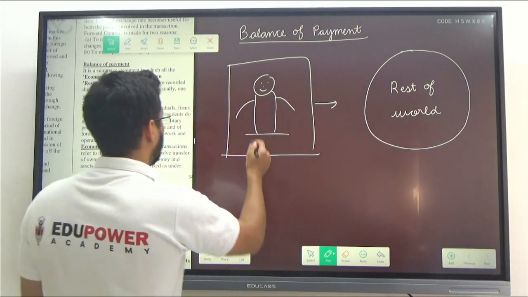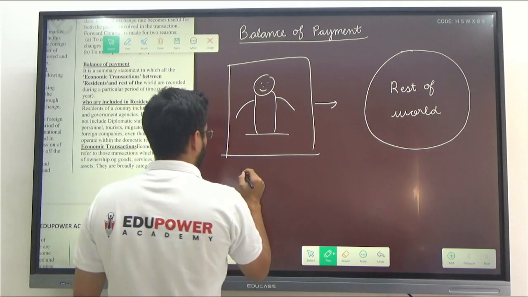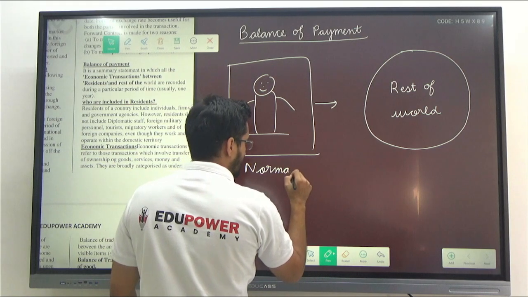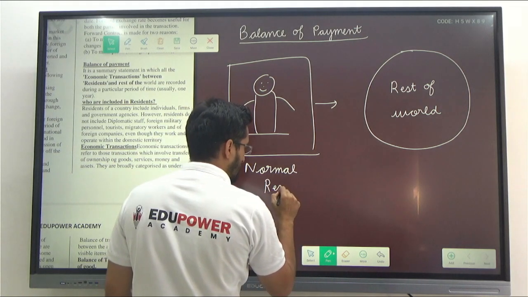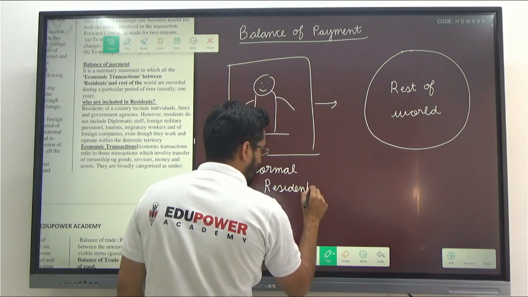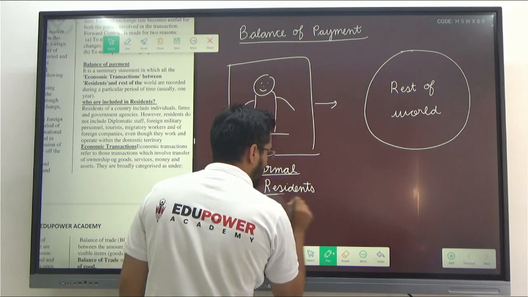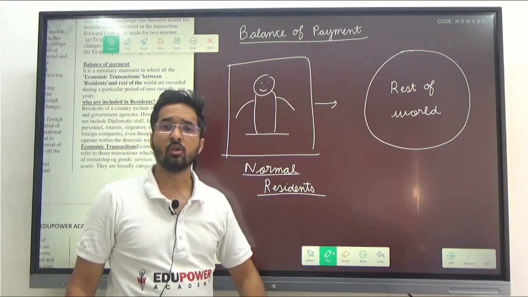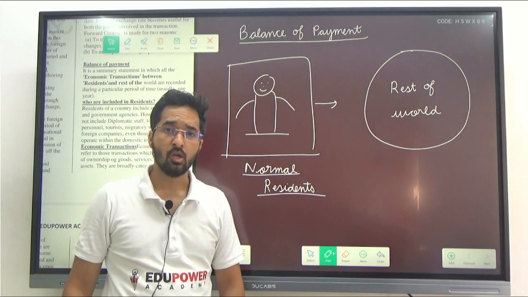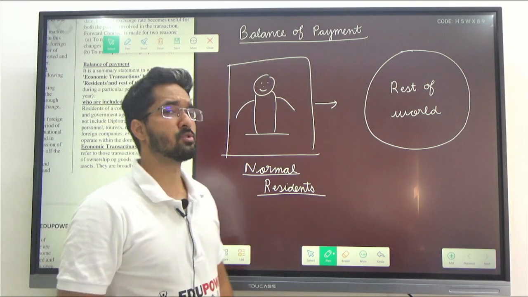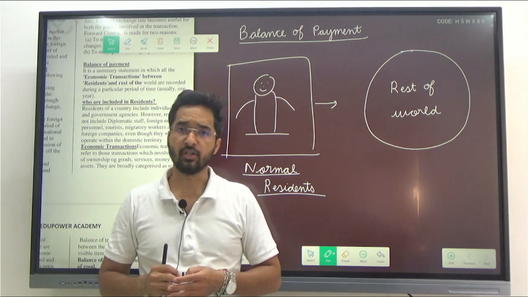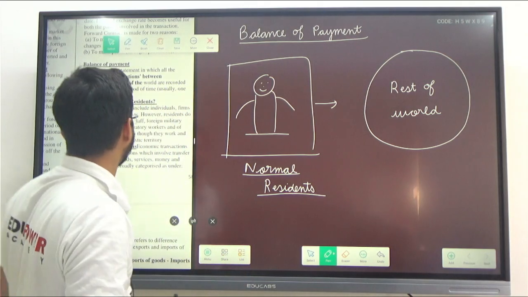And this person which we are talking about is nothing but what we call a normal resident. So, what is balance of payment? It is a record of economic transactions between the normal residents of the country and the rest of the world. Now, what all comes under normal residents? Under normal residents, three entities come. What are these three entities?